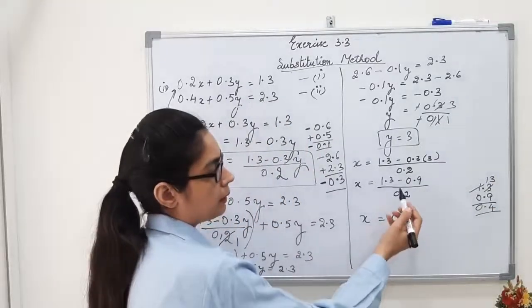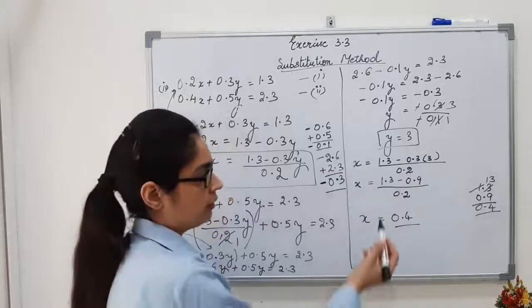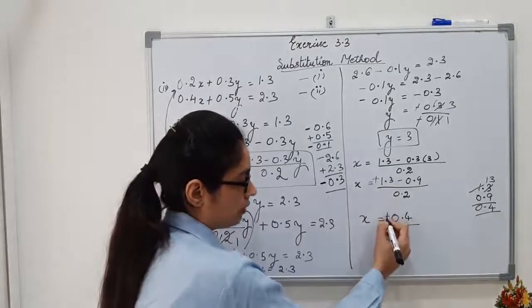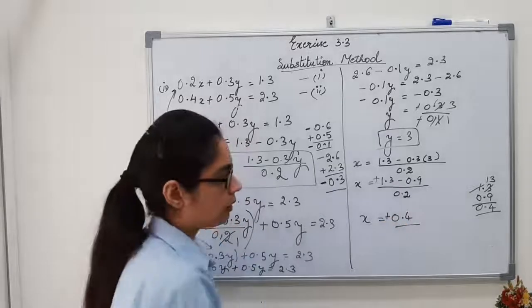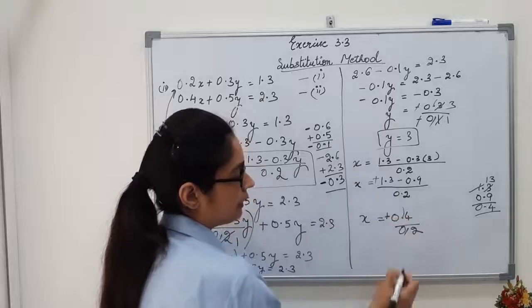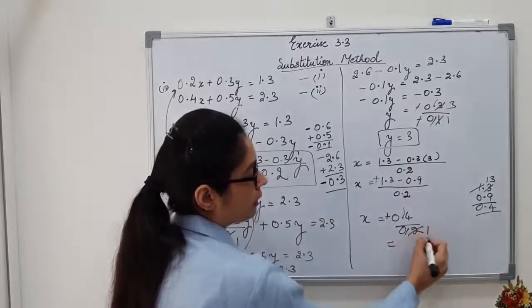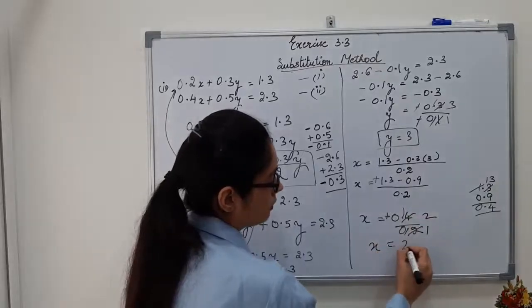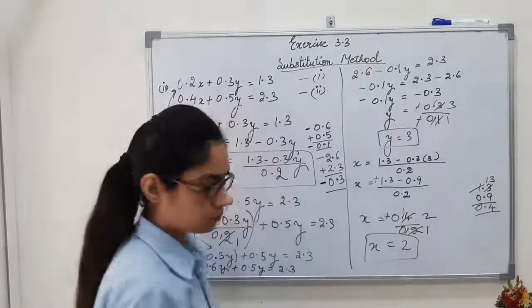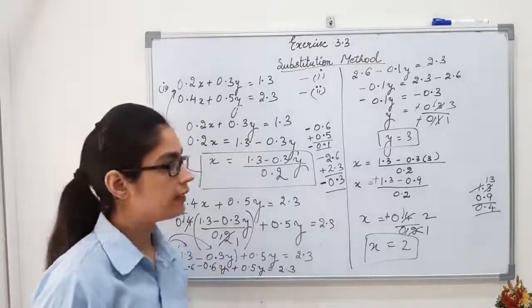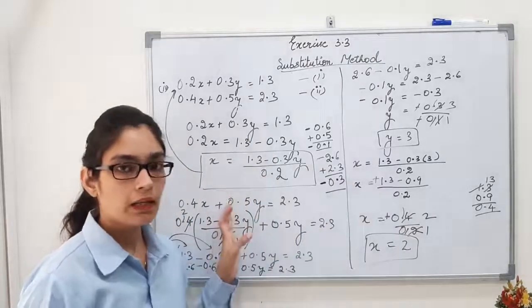Yes, bigger number is 1.3. And with 1.3 we have plus. This means with answer also plus sign will come. 0.4 divided by 0.2. Point and point will get cancelled. 2 into 1 is 2. 2 into 2 is 4. So my x will be equals to 2. I hope you guys are understanding. If you want, you can also make a note of this sum.